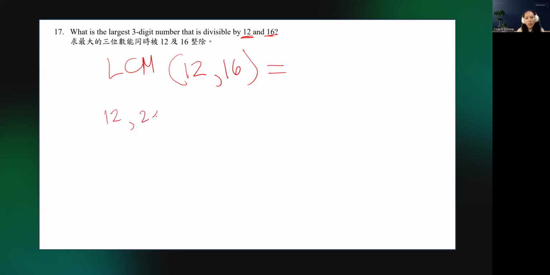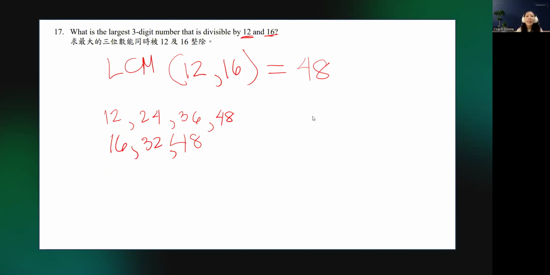So you'll have to count 12, 24, that's 36, that's 48, and so on. For 16, 32, that's 48. So I think it's 48. Okay. They will meet at 48. So their LCM is 48. All right.